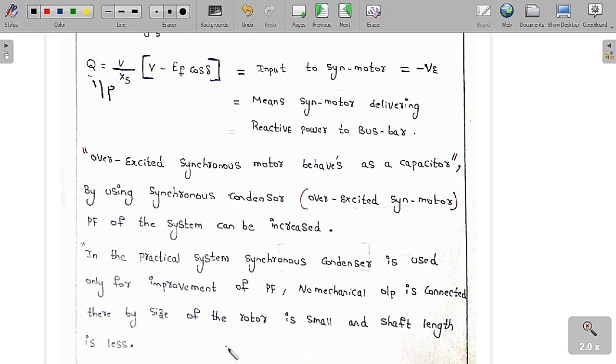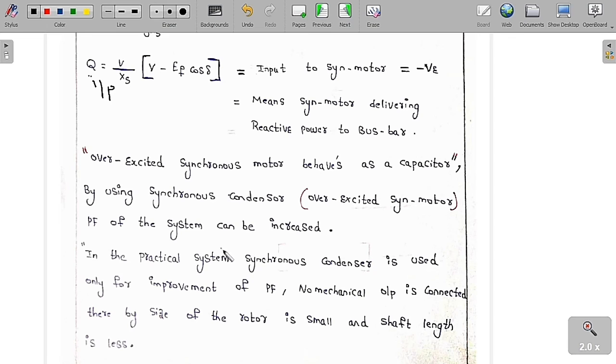I have already told you in the previous case that under the over-excited condition, EF cos delta is always greater than V. Then the synchronous motor acts at a leading power factor, meaning the current IA leads the EF. So it delivers the reactive power to the mains, and therefore increases the overall power factor at no load condition. This is a very important point: a synchronous condenser means an over-excited synchronous motor at the no load condition.